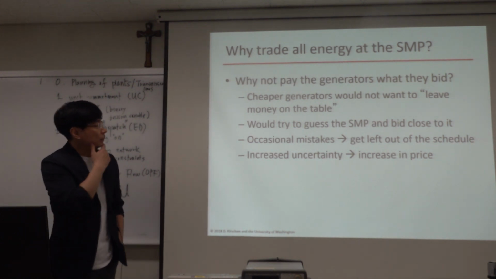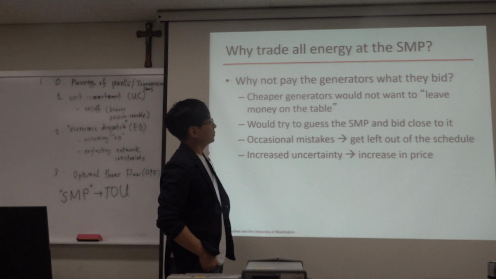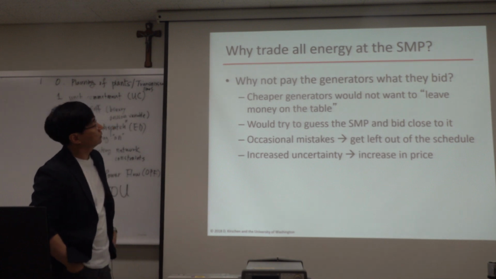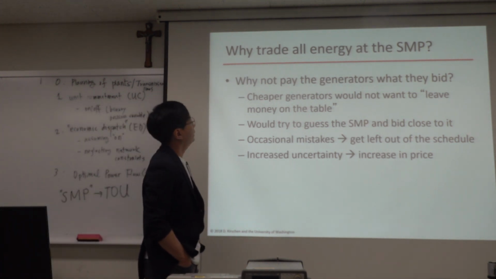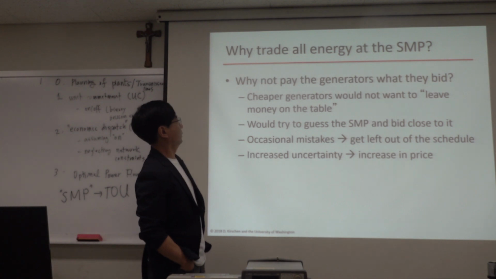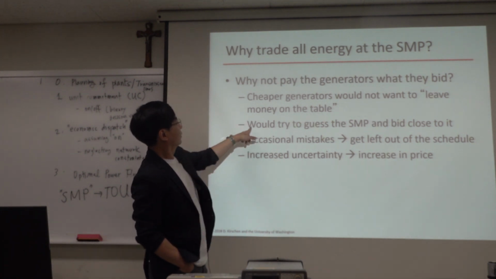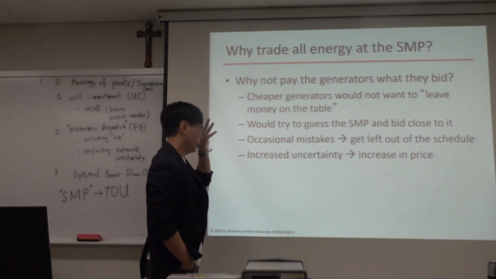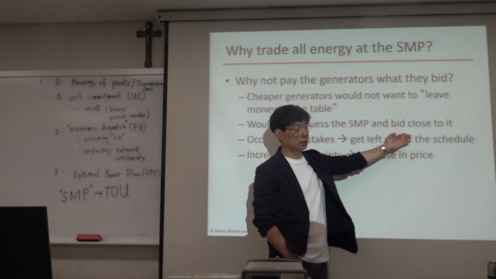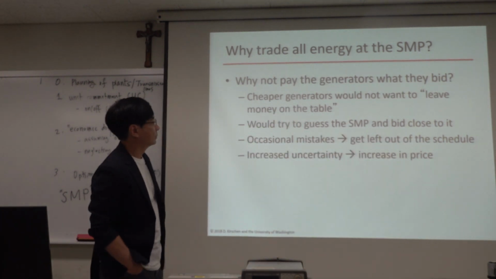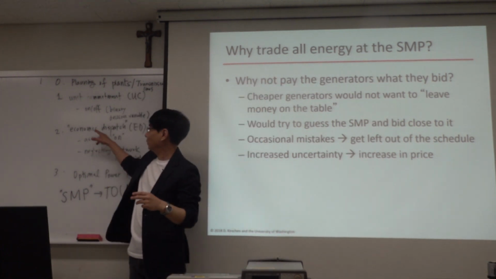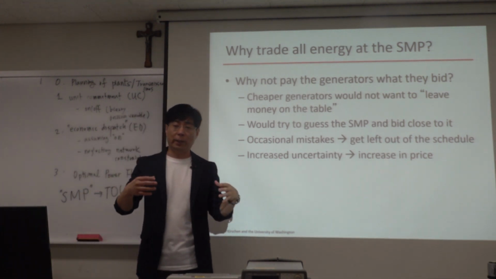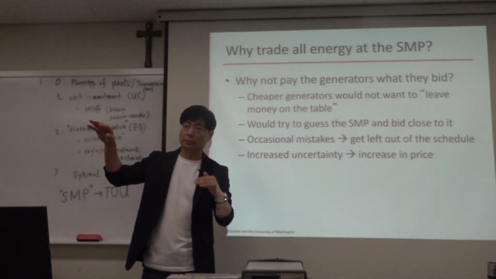But we have some words here. So why not pay the generators what they bid? First, cheaper generators would not want to leave money on the table. What does that mean? The generators would try to guess the SMP and bid close to it. That means they do not bid honestly. So here, for the most basic, naive, ideal case, we assume that generators bid honestly. Their marginal cost is the real cost.